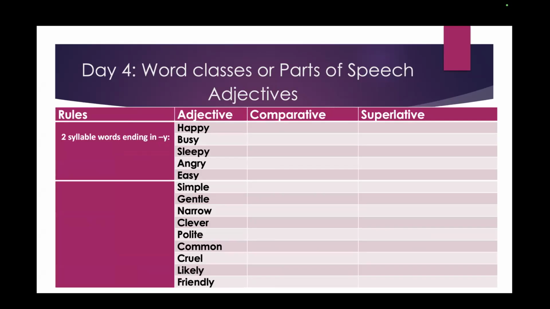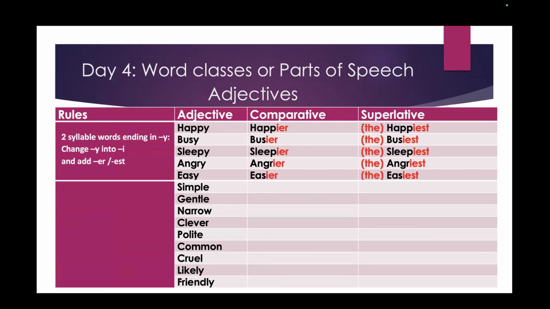Then we have adjectives formed by two syllables and that end in Y. And for this, we have to modify or change the Y for an I and to add ER and EST. So in the case of sleepy, for example, sleepier and the sleepiest. So there you can see how you have to modify the adjective to convert it to a comparative and superlative situation.